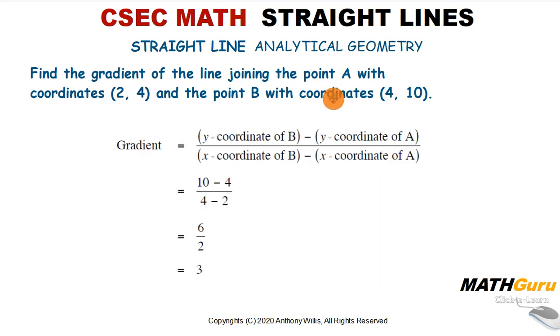Find the gradient of a line joining the point A with coordinates 2, 4 and the point B with coordinates 4, 10. So without using a diagram, you can use the y coordinate of B minus the y coordinate of A. So it'd be 10 minus 4 shown here, and then the x coordinate 4 minus 2 shown there. And that simplified gives you the gradient of 3. So that's how you calculate the gradient of a line.